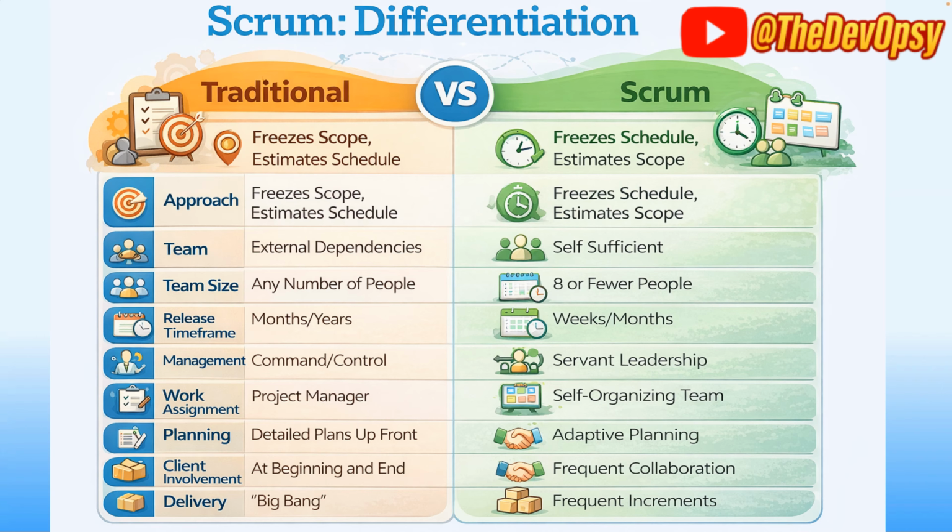Client involvement is at the beginning and at the end of the delivery, but here we have frequent collaboration. Delivery, again, is big bang, one at a time, exactly once it is over. And in Scrum, we have frequent increments.